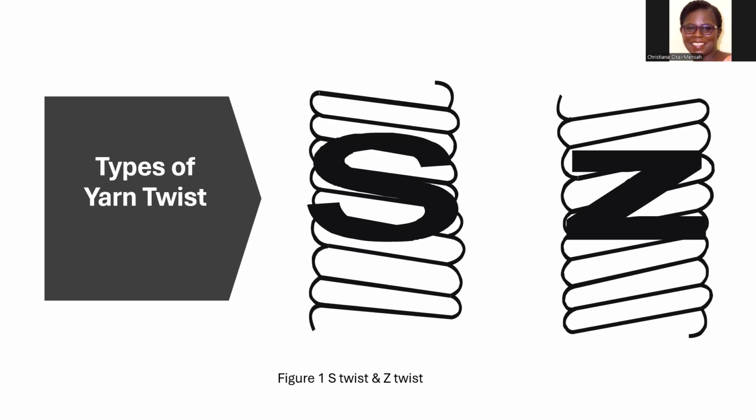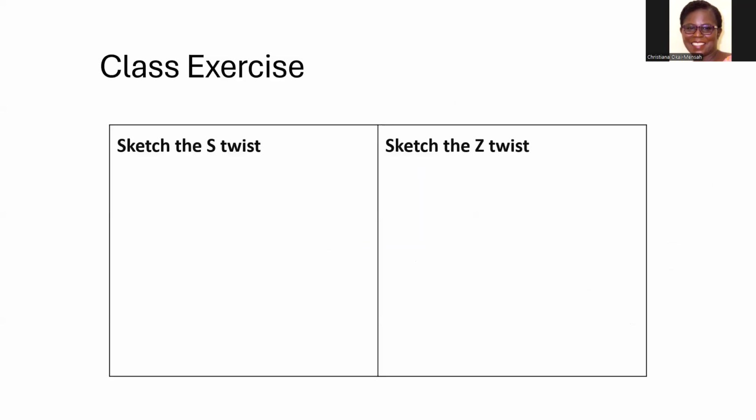Okay, so let's see if we can demonstrate this ourselves: how to sketch the S twist and how to sketch the Z twist. Let's take our pencils and try our hands at sketching the Z and then the S twist, the two types of twist that we have. Good. You show them to me when we meet the next time. Let's continue.